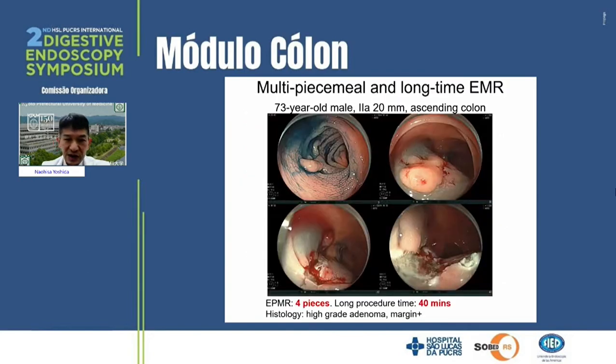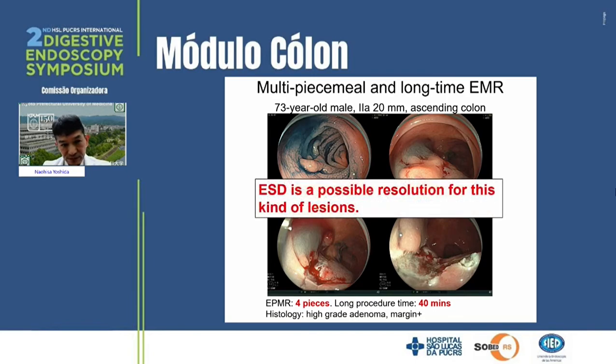And you may have experience with this kind of lesion. In this case, unfortunately, piecemeal and long-time EMR was performed like that. So for these kinds of lesions, ESD is a possible solution.